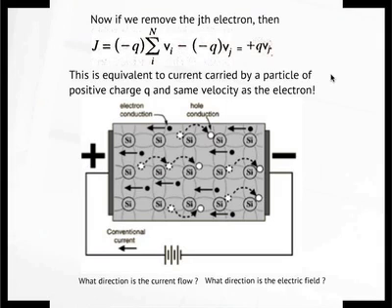Now, what happens if you remove one electron into the conduction band? Okay. Now, our sum now becomes, let's say we remove the jth electron. It's taken away from the valence band. This electron is gone.